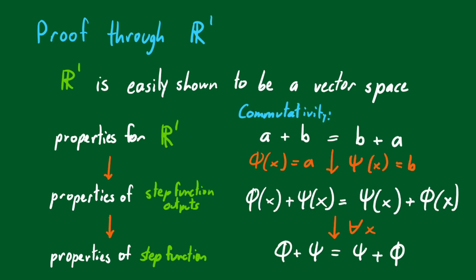For example, we have commutativity, where real numbers commute, from which we can deduce that the outputs of step functions commute, and by looking at it for all values of x, we know that the step functions themselves commute.